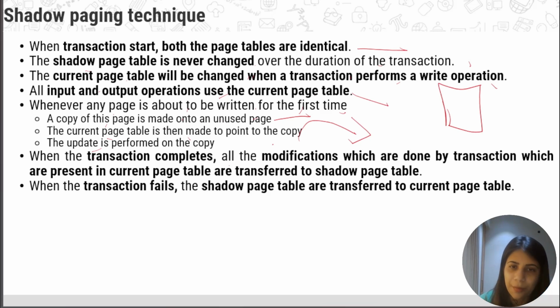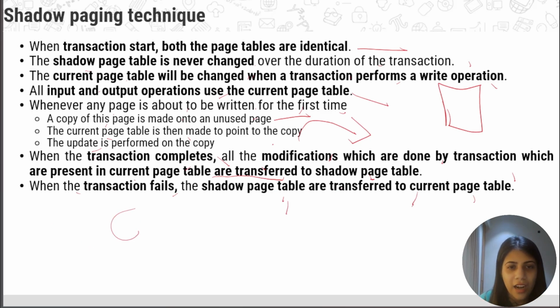When the transaction completes, all the modifications done by the transaction, which are present in the current page table, will get transferred to the shadow page table. But remember, this happens after the transaction has been completed, never during the transaction. In case the transaction fails, the shadow page table is transferred to the current table.